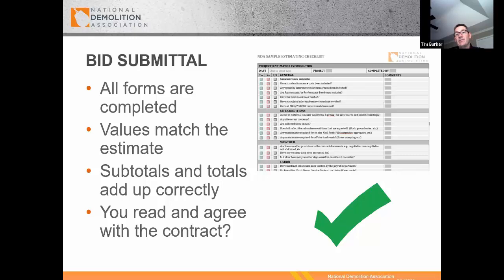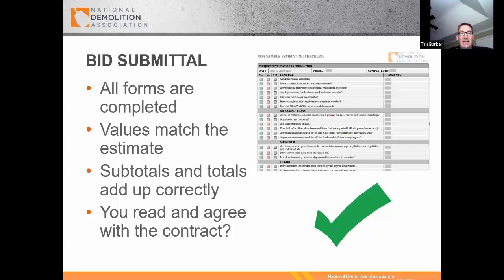Ideally, even if you're the owner of a small business, it's always great to get a second set of eyes to go through it. Oftentimes, there'll just be a small mathematical error that's maybe not obvious to you, but is obvious to somebody else when they're reviewing the estimate. And then lastly, have you read the contract? It's very important. Read and agreed with the contract.